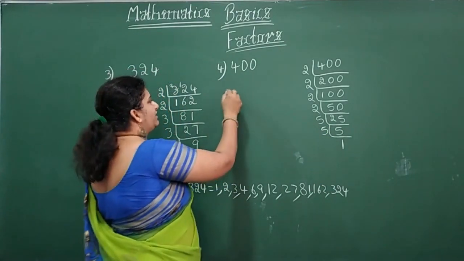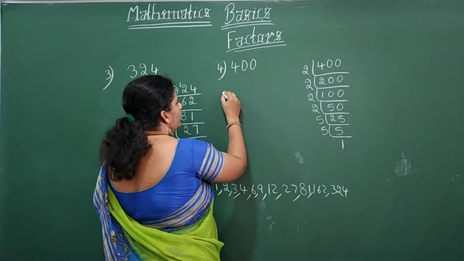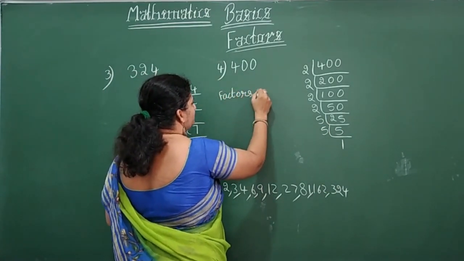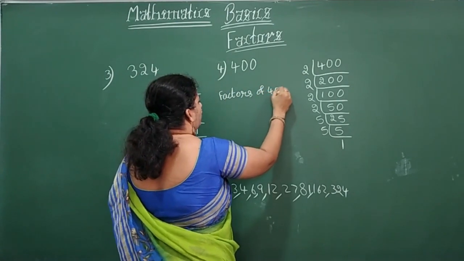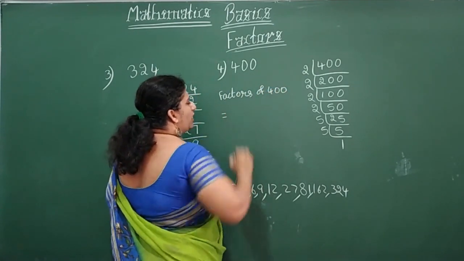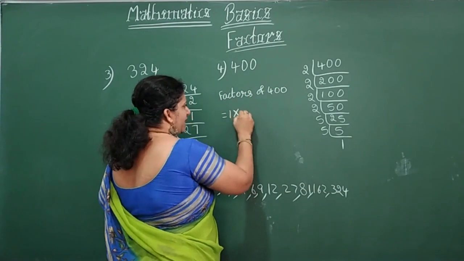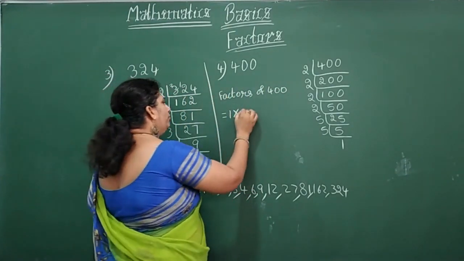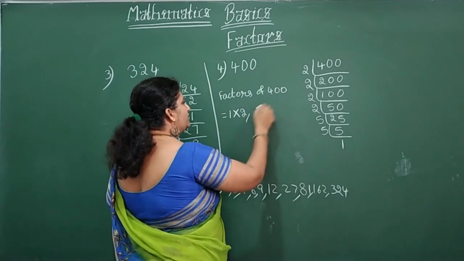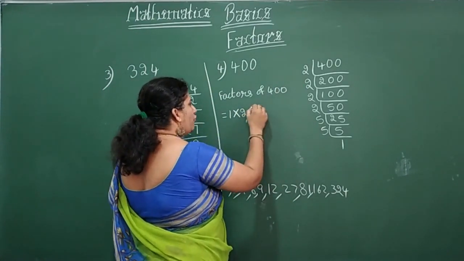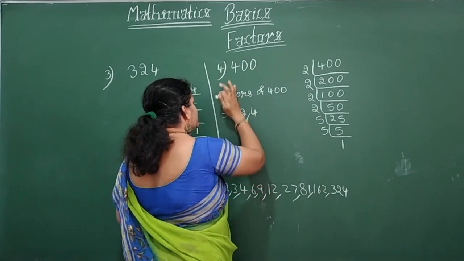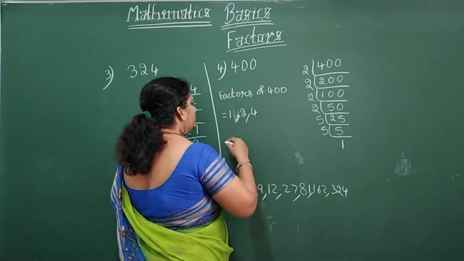Now write the factors of 400 here. What are all the factors? Factors of 400: 1 is a factor of every number, and then 2. 3 is not there. Check it out carefully. 4, yes, there. 2 2s are 4. So no need of writing it.